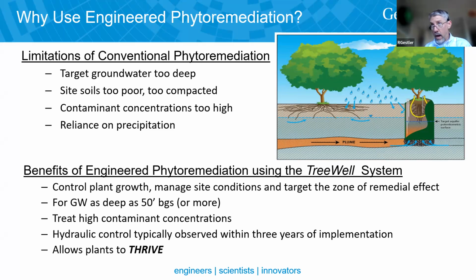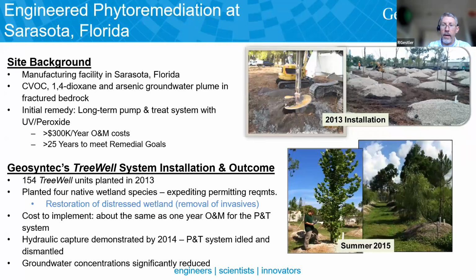I mentioned this already. Multiple sites we've applied this technology for groundwater plumes at greater than 50 feet below ground surface. If we can construct these systems, we can target even very deep groundwater. We can treat very highly contaminated aquifers with this technology. We typically see, when we design these systems correctly, hydraulic control achieved within the first 3 to 4 growing seasons. And critically, it allows these trees to thrive even under some really adverse conditions. And for any phytoremediation system to be successful, you need to have healthy, thriving plants.